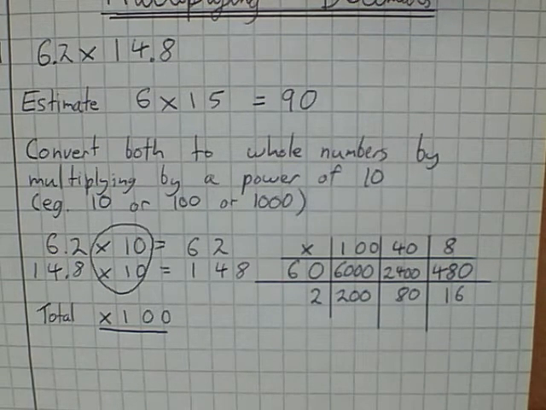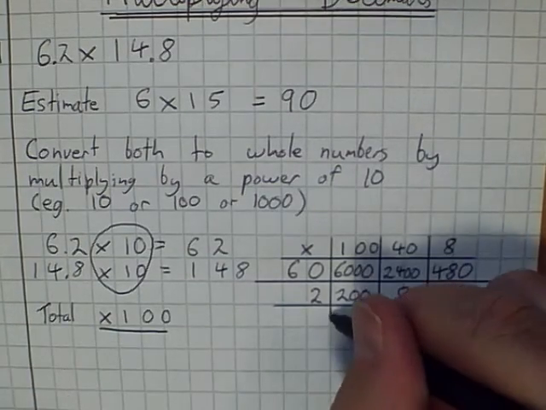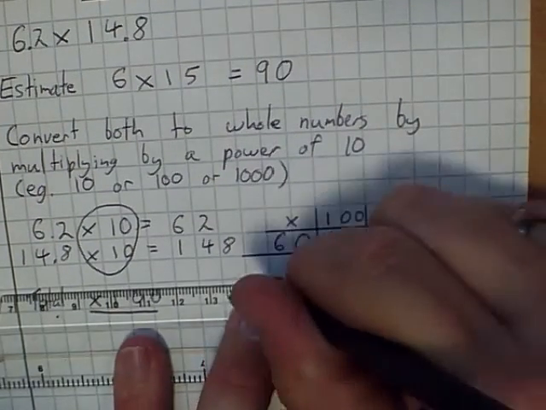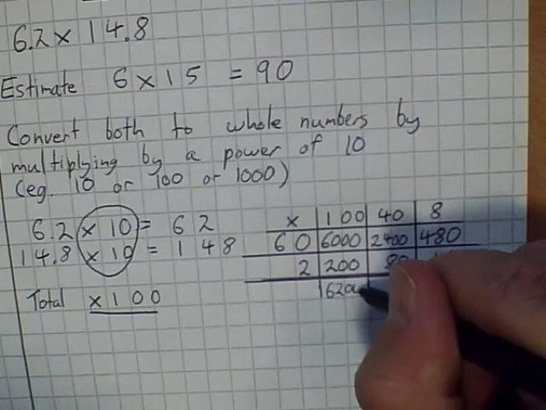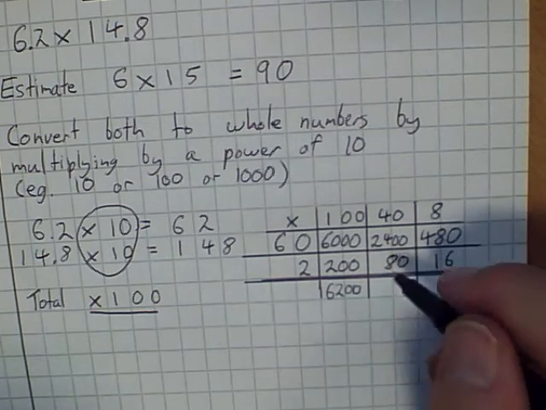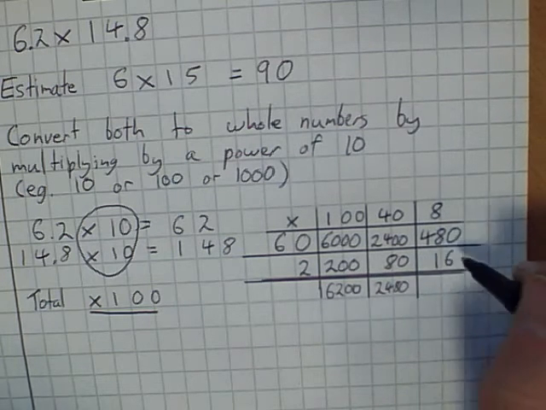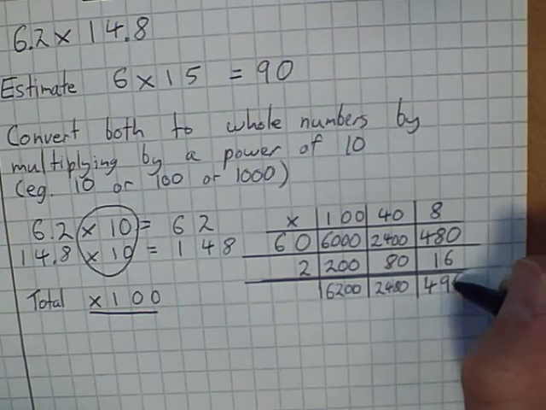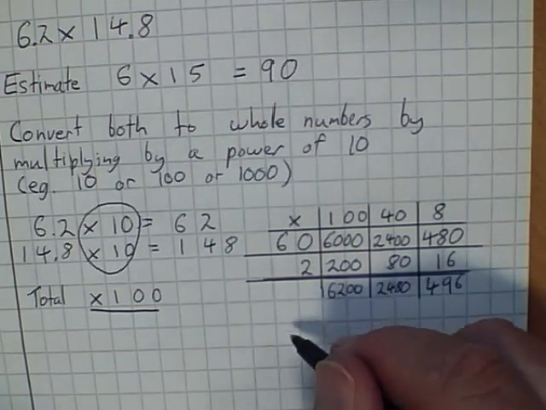Now I just need to add those all up. I might add the columns up and then add those together. So 6,000 plus 200 is 6,200. 2,400 plus 80 is 2,480, and 480 plus 16 is 496. Now I'm going to add these 3 together to get my total.